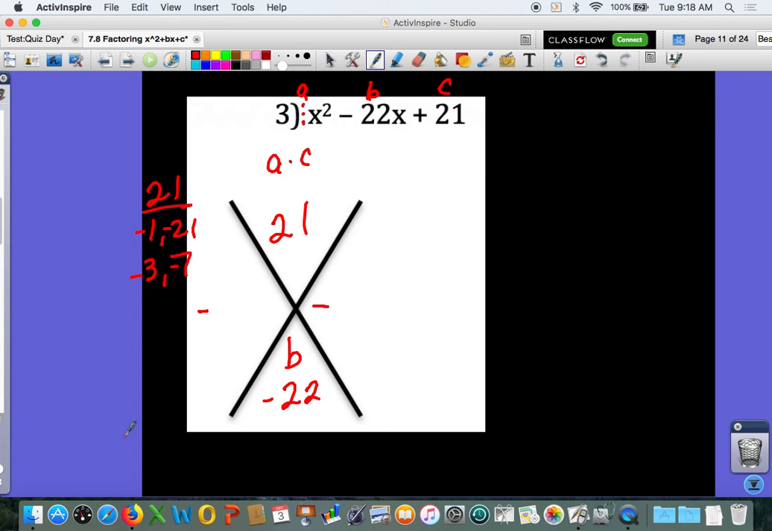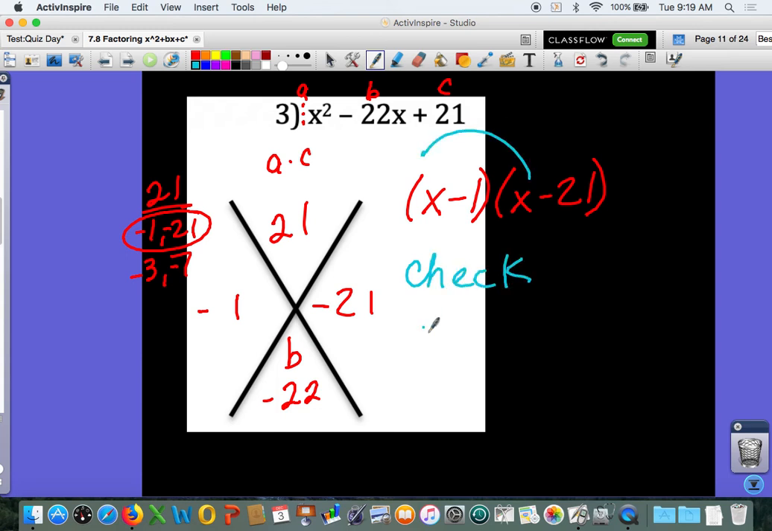So we're trying to add to negative 22. So negative 1 and negative 21 give me negative 22. Negative 1 and negative 21. My binomials will be x minus 1, x minus 21. Again, because our a value is 1, we can go straight to our binomials. But I need to check.